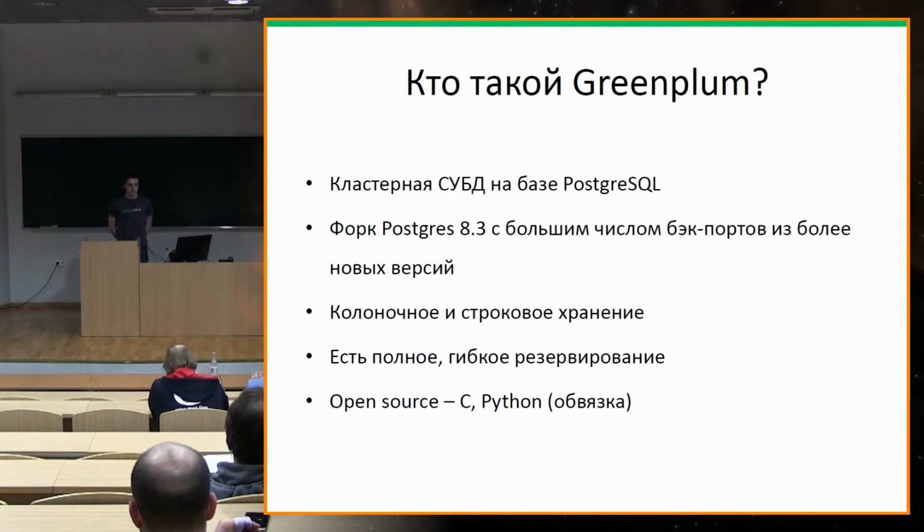Greenplum implements column and line store. It's possible to create any table both in columns and in lines, and you can have several partitions in one table. The newest one will be line partition. Greenplum is written in C and Python.